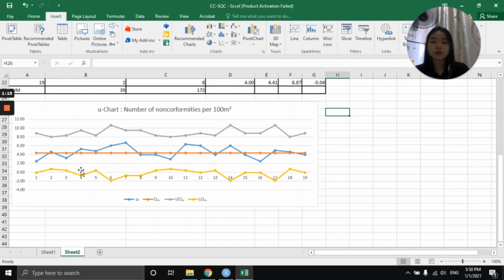From this graph, we can see that all the data, which is all the Ui, is under control, within the range of the upper limit and the lower limit. So we can end our process here. This is our full U chart for the number of non-conformities per 100 meter square.